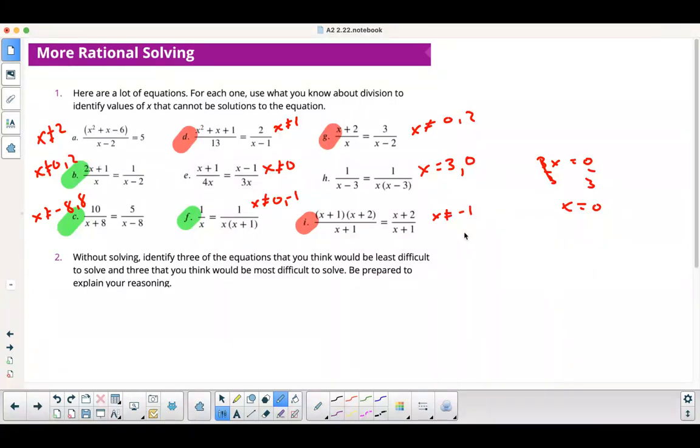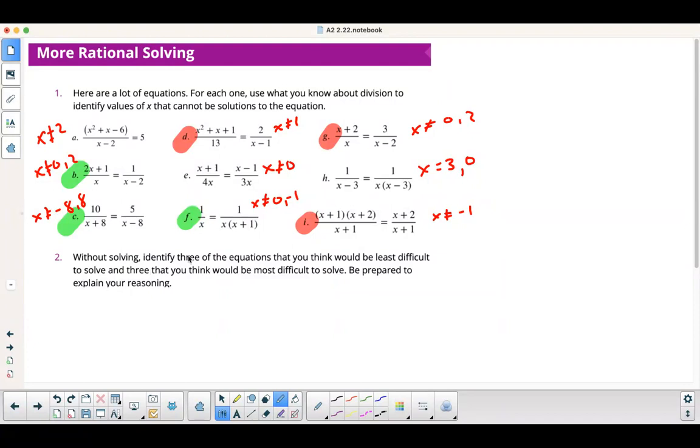And -1 right there. Okay, so those are all of your values of x that it cannot be. So basically, if you go ahead and solve these equations, if you get these values for x, you got to throw them out. They cannot be solutions. So I already did this.